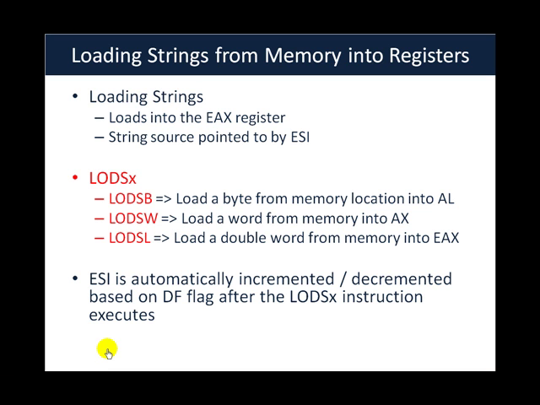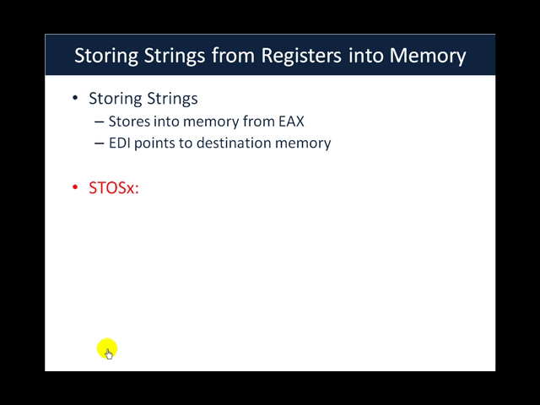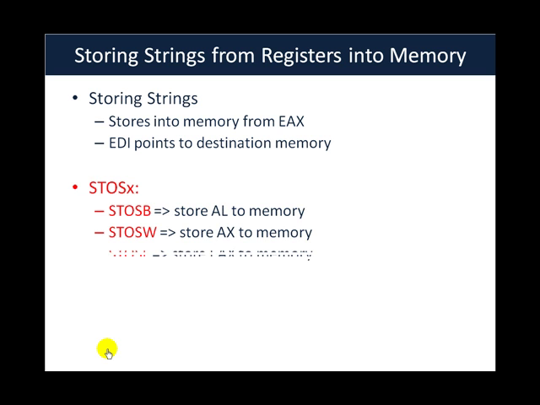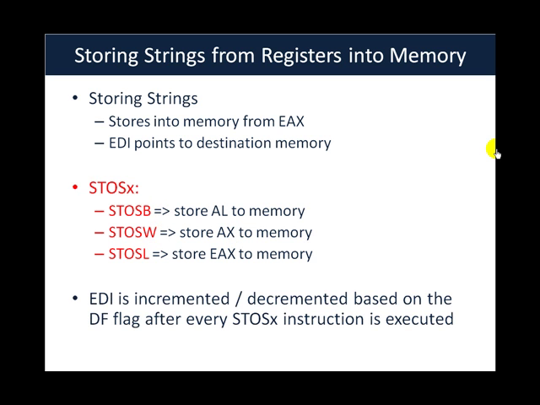So similarly, loading strings from memory into registers, I guess there has to be a way to store strings from registers to memory. And this is where actually the stores X series of instructions come in. So basically, once again, anything which you want to store into memory using the stores X series of instructions has to be inside the EAX register. Second, the destination memory where you want to copy has to be pointed to by the EDI register. And stores X, as expected, has an SB, SW, and SL to copy a single byte, a word, and a double word.